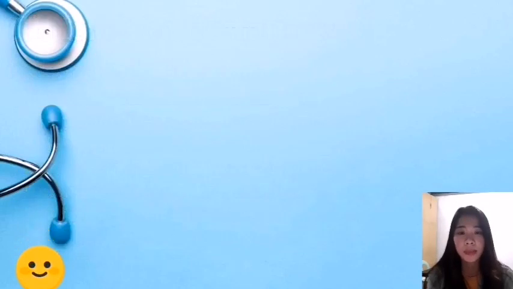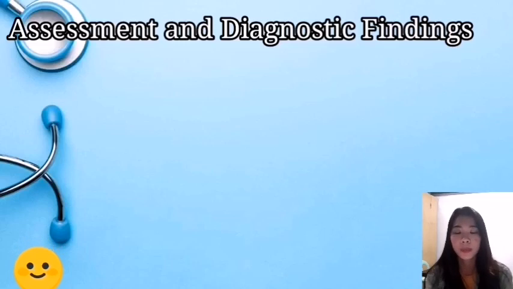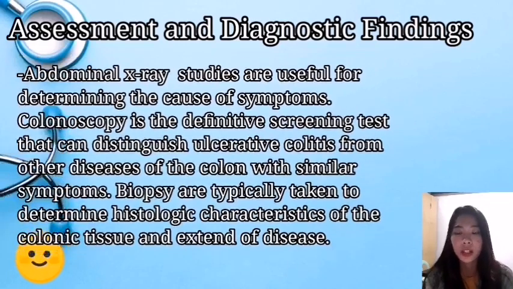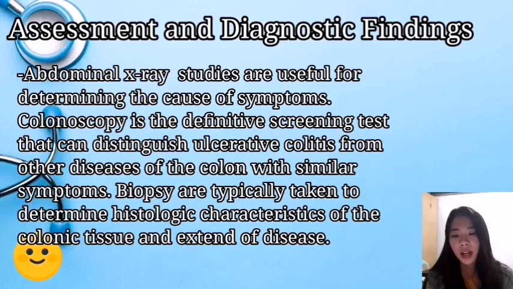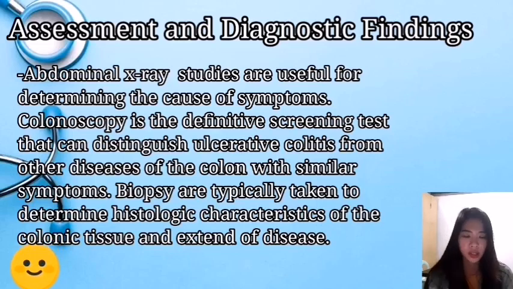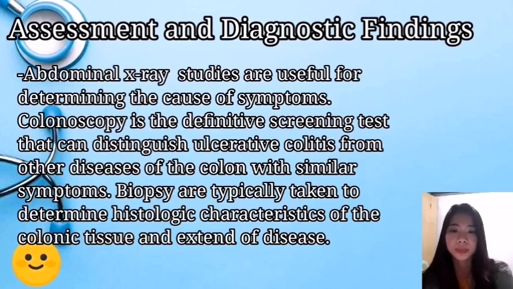So, assessment and diagnostic findings of ulcerative colitis. A diagnosis of ulcerative colitis can be confirmed by examining the extent of bowel inflammation. This is initially done by using a sigmoidoscope, a thin, flexible tube containing a camera that's inserted into your rectum.